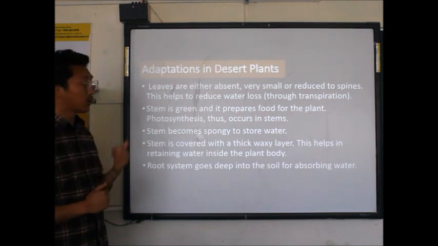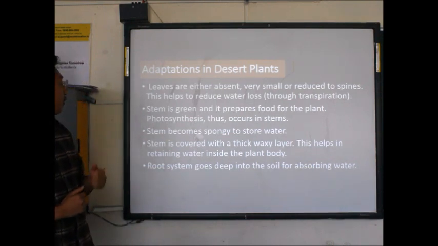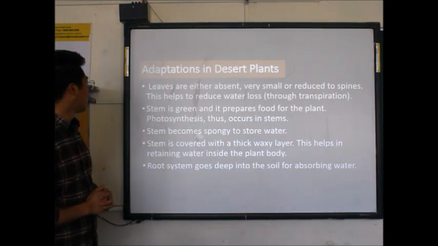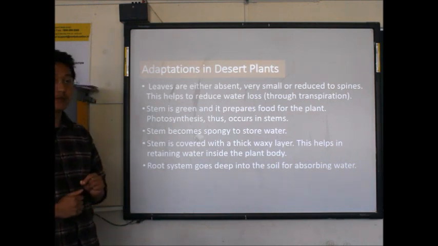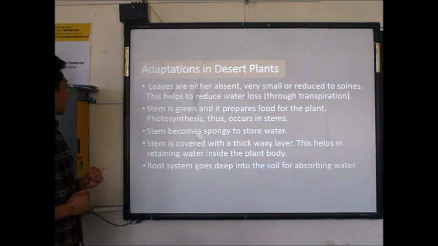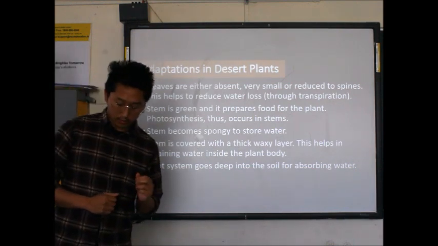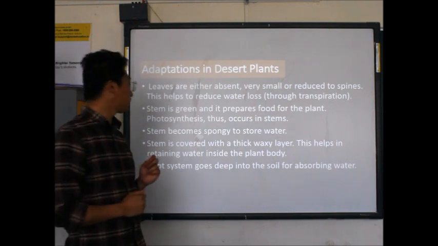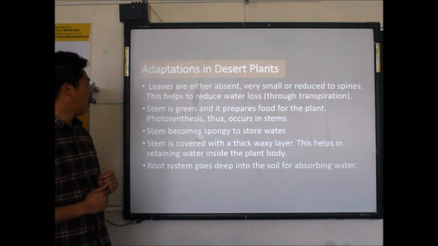So instead of leaves, photosynthesis occurs in the stem. In desertic plants, photosynthesis occurs in the stem instead of leaves. The next adaptation is that the stem becomes spongy to store water. We know the example of cactus. Their stem has become spongy to store the water.